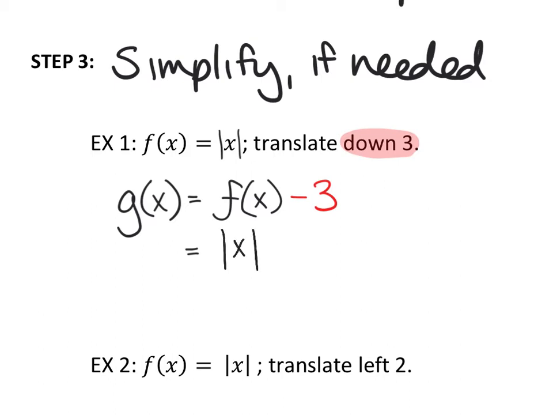I've replaced the parent function, and I don't have to simplify anything. G of x equal to absolute value of x minus 3 would be a vertical translation down of the parent function. It will have scooted the graph down 3 units.